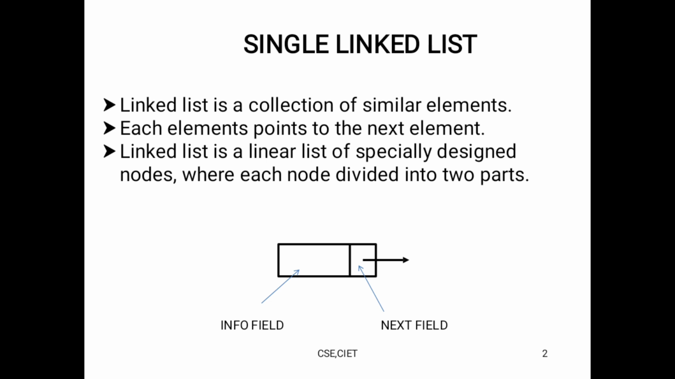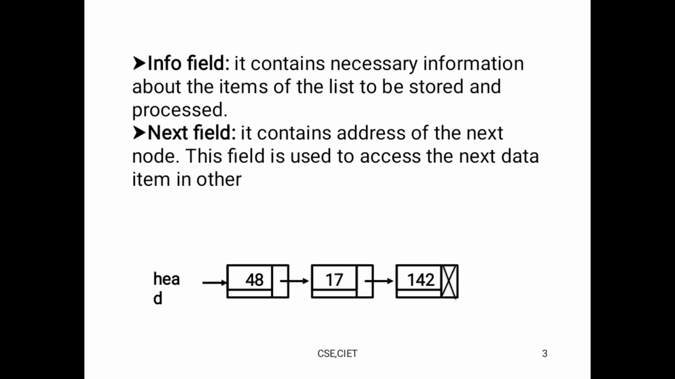The linked list is a linear list of specially designed nodes where each node is divided into two parts, that is the information field and the next field. Here, what is meant by information field? It contains necessary information about the items of the list to be stored and processed. The next field contains the address of the next node. This field is used to access the next data item in order.